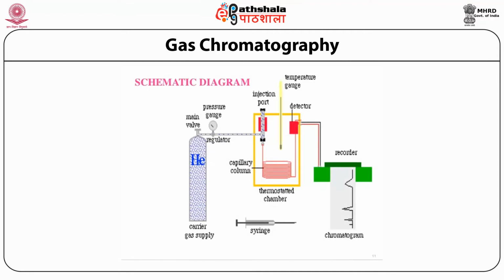Here this figure shows the schematic representation of a gas chromatography. There is a carrier gas supply, the inert gas, that is the mobile phase throughout the system. Generally, nitrogen, helium, argon are used as a carrier gas in the GC, but the most frequently used or most versatile inert gas is nitrogen for the gas chromatograph.